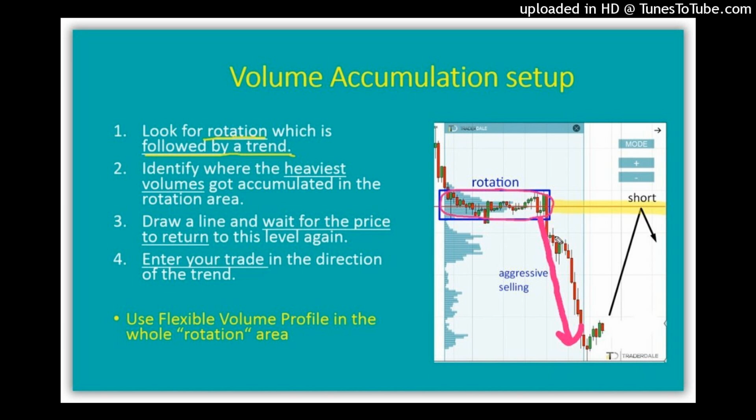This is another example of the trading setup. I'll show you more of them in the next video on live charts, but just to make it clear, this is a rotation followed by a strong downtrend, meaning that within this rotation, strong sellers were accumulating their selling positions. So what you do is you draw a line from the place where the volumes were the heaviest within the rotation, which was in here. This was the point of control of the rotation, and you are waiting. You wait for the price to return back to this price level, and you go short from there.